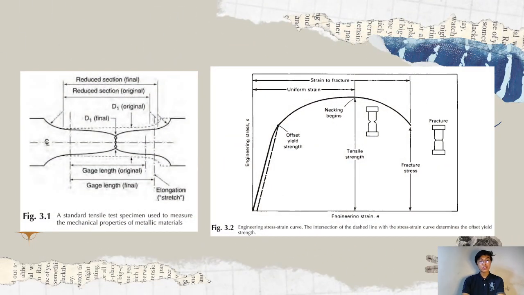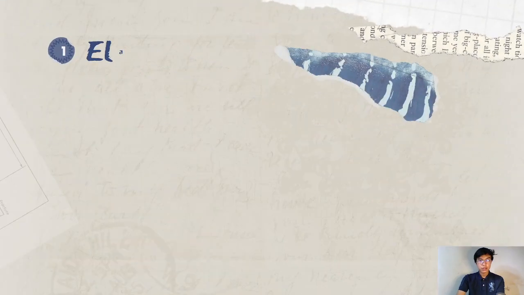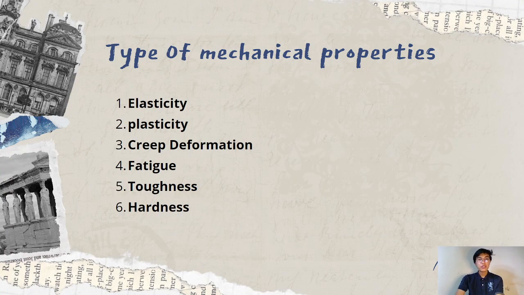You can see the pictures of Figure 3.1 and Figure 3.2. This shows the reduction in area, final and gauge length. And in Figure 3.2 you can see the strain to fracture, uniform strain, and the engineering strength. The types of mechanical properties are: one, elasticity; two, plasticity; three, creep deformation; four, fatigue; five, toughness; and six, hardness.